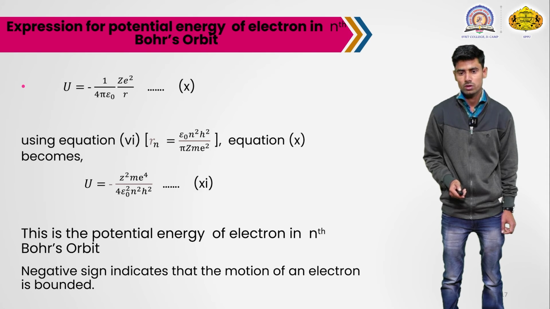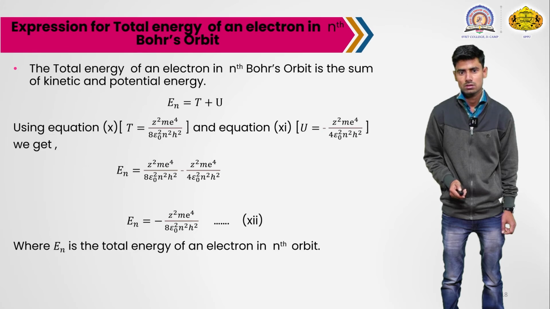Now you can observe that the potential energy is negative, and it indicates that the electron moves in a bounded potential. That is, to remove the electron from this bounded potential, you have to supply energy. That is, the electron is bound to the nucleus.